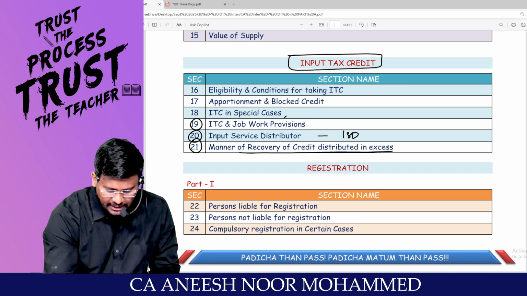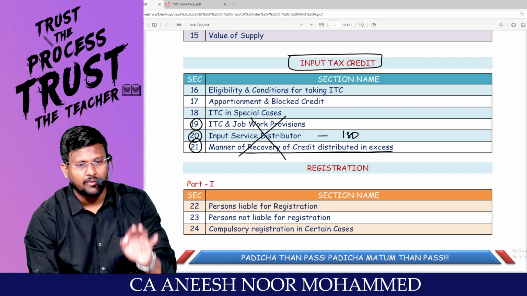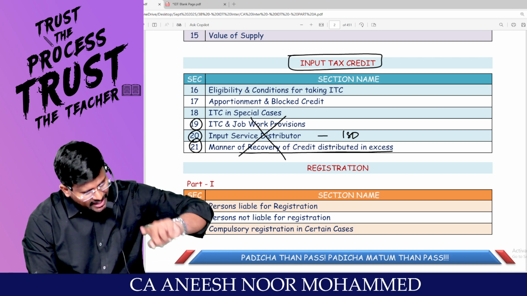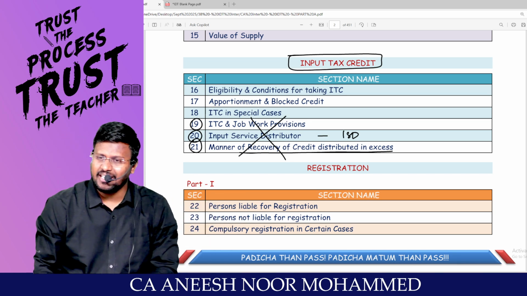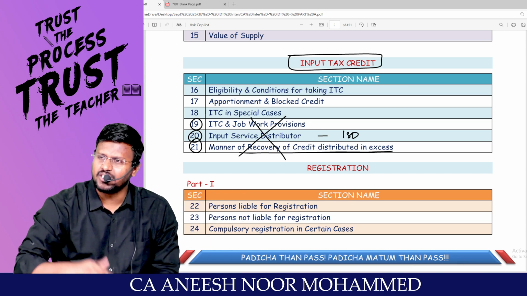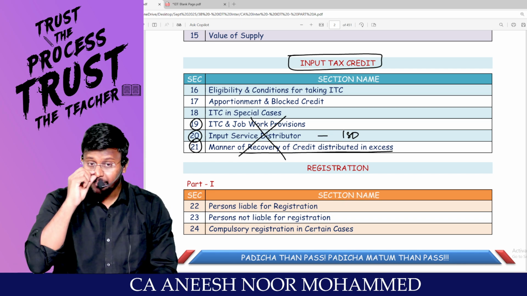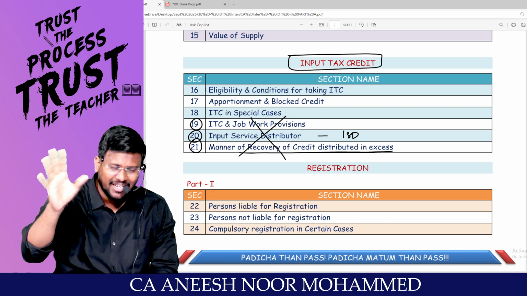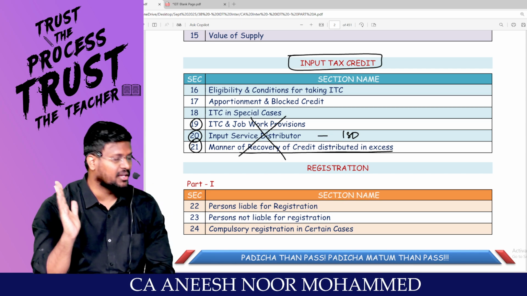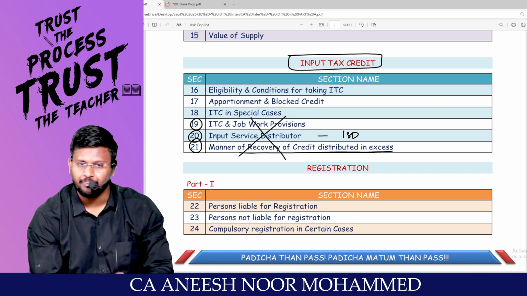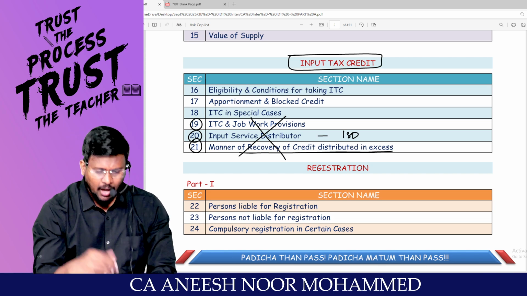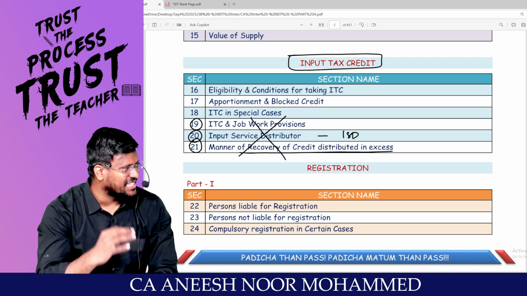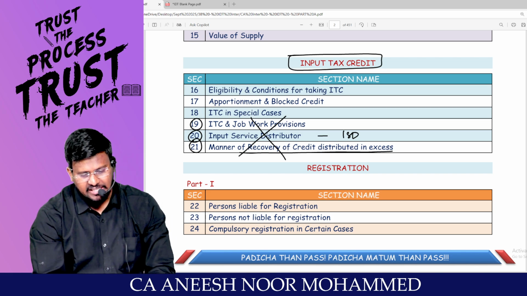Happy news is that 19, 20 and 21 are not applicable for inter. Then why are you saying it, sir? Because I need the section reference in future. I will say that there is a person called an input service distributor. That is covered in section 20. At that time, I just need a pass-through reference. That's it, man. What is section 16? Basic section for ITC. What is 17? Apportionment and blocked credit. What is section 18? ITC in special cases.